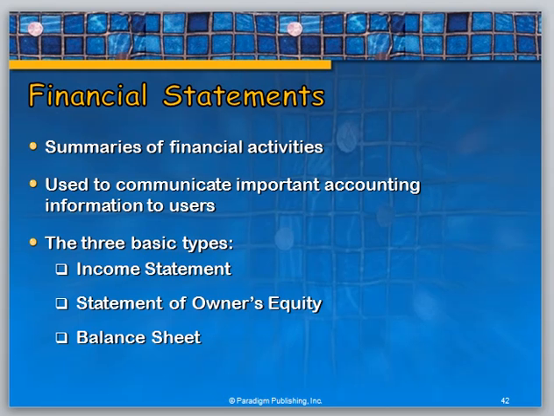Financial statements are summaries of financial activities. They're used to communicate the accounting information to the users, and there are three types: the income statement, the statement of owner's equity, and the balance sheet. The financial statements are prepared on a regular basis at the end of the accounting period. An accounting period is typically 1 year, but it could be any length of time depending on how the business wants to do it. The minimum length is usually 1 month and the maximum length is 1 year.